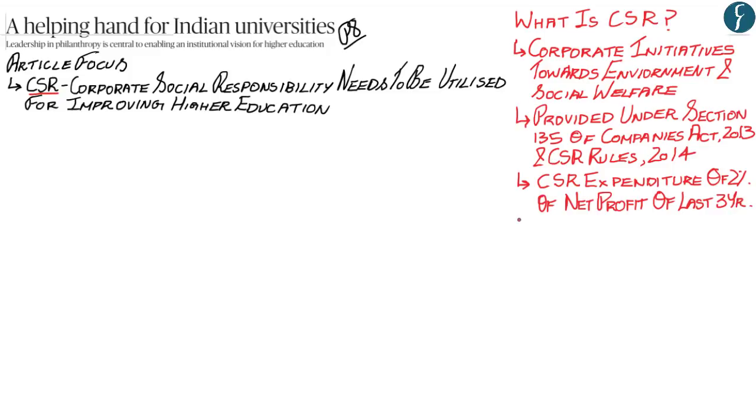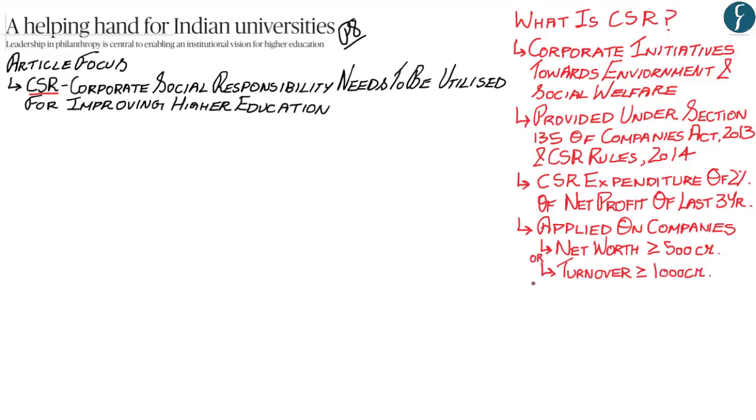Now, this corporate social responsibility is not applied to every company, and Section 135 of the Companies Act of 2013 has various parameters on which corporate social responsibility would be applied. Now, corporate social responsibility is applied on companies which have a net worth of 500 crores or more, or a turnover of rupees 1000 crore or more, or a net profit of rupees 5 crore or more.